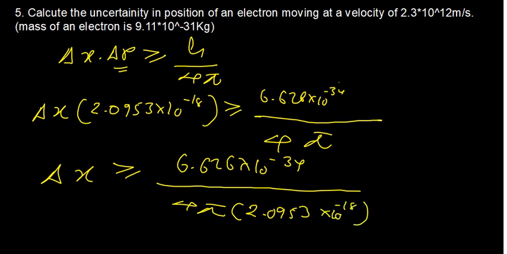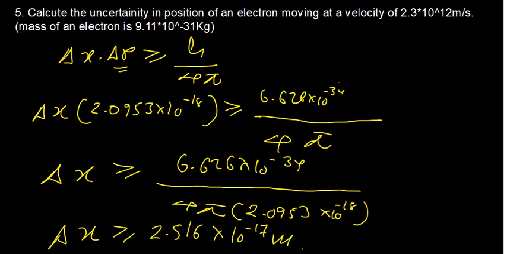So now let's determine the change in position. We start first with the denominator: we multiply 2.0953 times 10 to the power negative 18 by 4 pi. And for that number we find, we divide Planck's constant, 6.626 times 10 to the power negative 34, by that answer. So our change in position is greater than or equal to 2.516 times 10 to the power negative 17 meters. So that would be our answer.